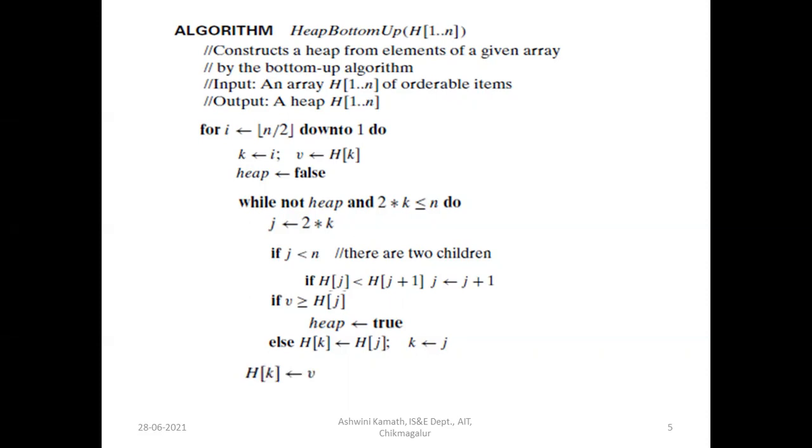After doing all this, once heap becomes true, come out of the while loop, because it will check the while loop condition, not heap. Now it's a heap, it is not equal to false. So it will come out of the loop and h of k is equal to v. So the final parental node will be changed here. This is heap bottom up construction. While discussing the example, you will come to know how exactly it works. We'll discuss with an example.